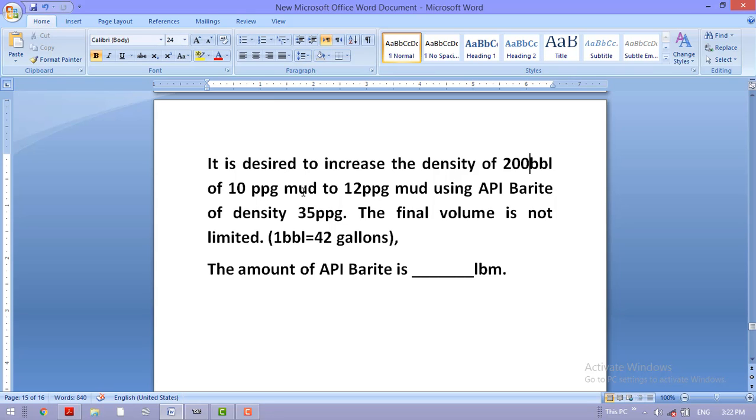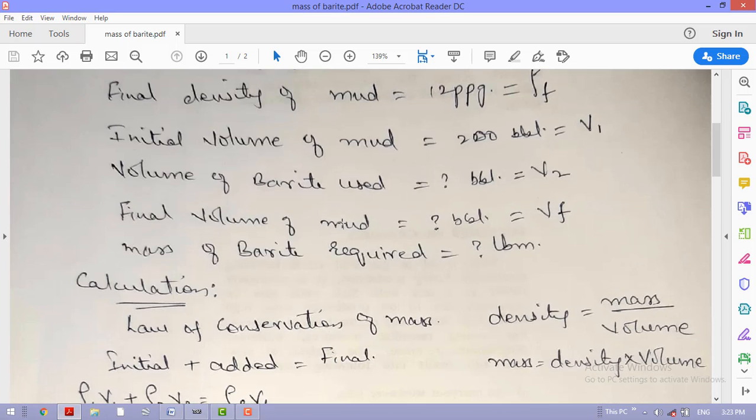The question is: it is desired to increase the density of 200 barrels of 10 ppg mud to 12 ppg mud by using API barite of density 35 ppg. Although the final volume is not limited, we have to calculate the amount of barite required in terms of lbm, and he has given that 1 barrel is equal to 42 gallons. So let us quickly see the answer for it.